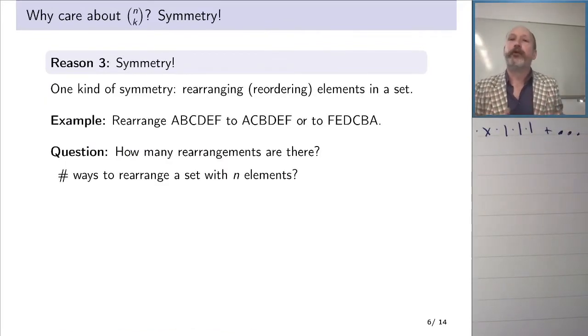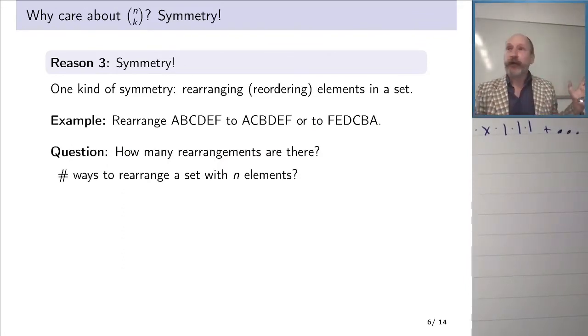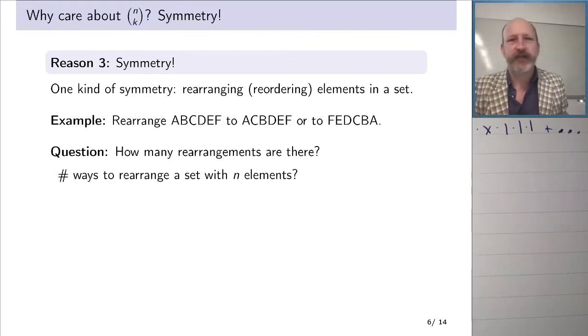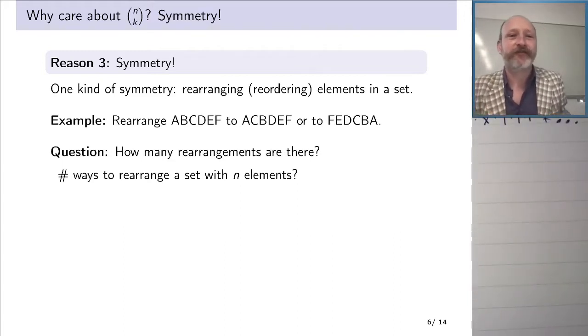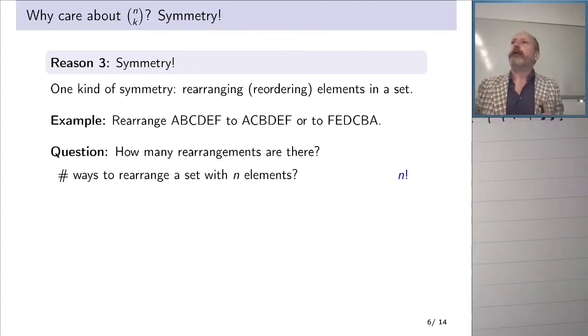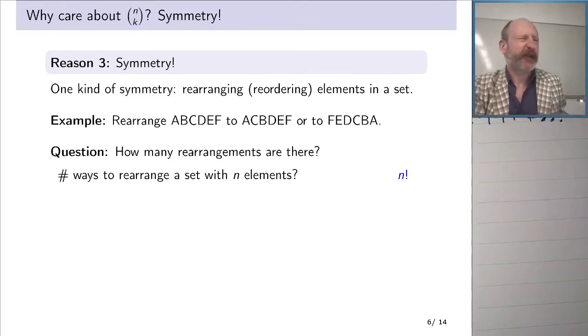Now, one kind of symmetry is just rearranging or reordering the elements in a set. So if you've got the letters A, B, C, D, E, F, or mathematicians, Alice, Bob, Sveiko, Dasha, Eva, Erika and Franci, then you could reorder them in a lot of different ways. How many ways can you reorder them? Well, you might already know that that's n factorial, because you've got n choices for where A goes, and then once you've picked where A goes, there are n minus 1 places to put B, and so forth and so on. I guess I'm taking n equals 6 here if I have A, B, C, D, E, and F.